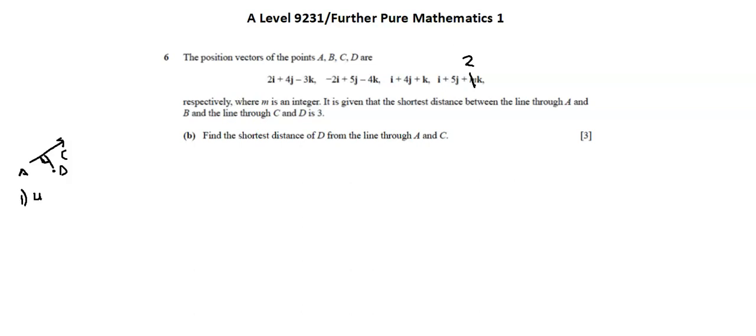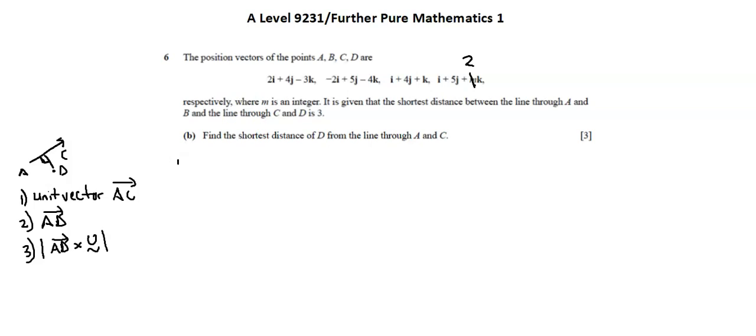1, I want to find the unit vector in the direction of AC. 2, I want to find AD. And 3, I'm going to calculate the magnitude of the cross product of vector AD and the unit vector.